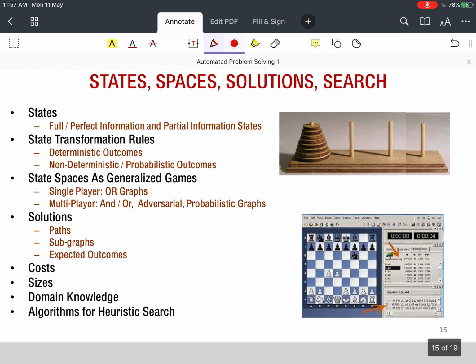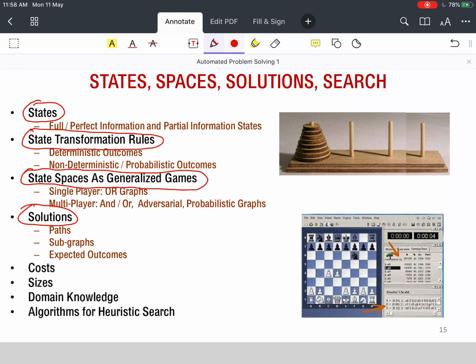So let us come to a summary of what we have been trying to say. In automated problem solving we have states, and a set of state transformation rules. Now these state spaces are formed, and there are solutions. The states could be full or perfect information. That means everything about the state space is known to the party. In this one, or in the game of chess, the whole state space is very clear to everybody. You know what this state space is, it's perfect information.